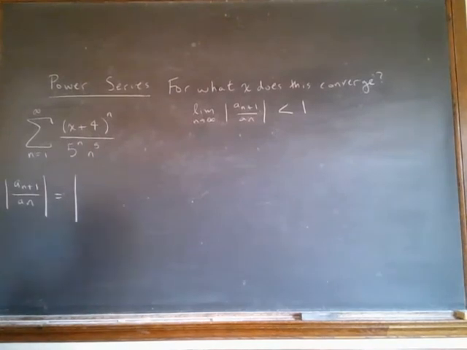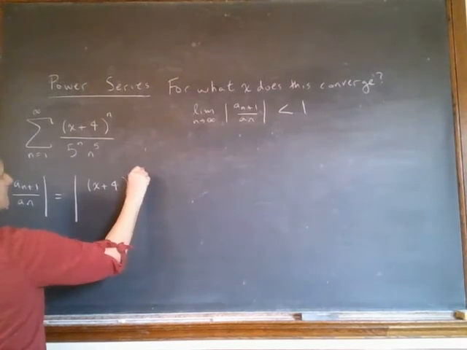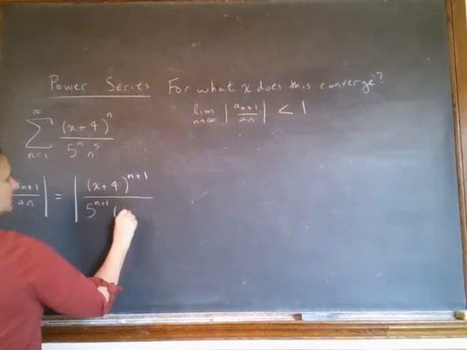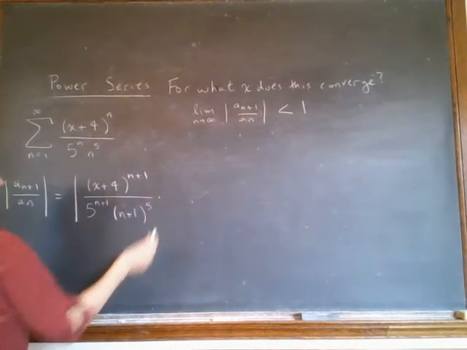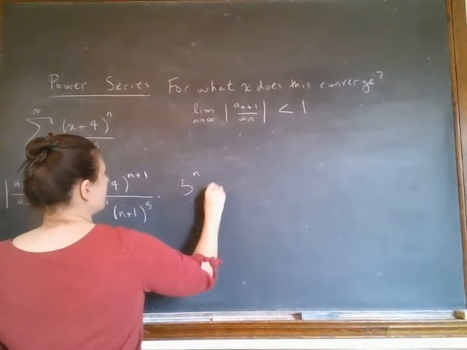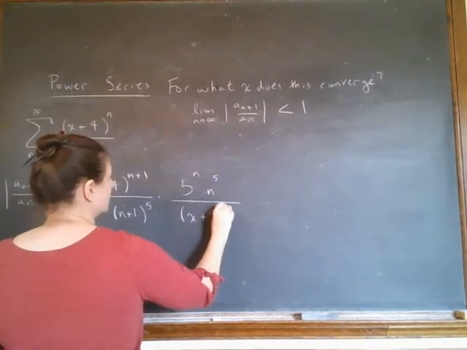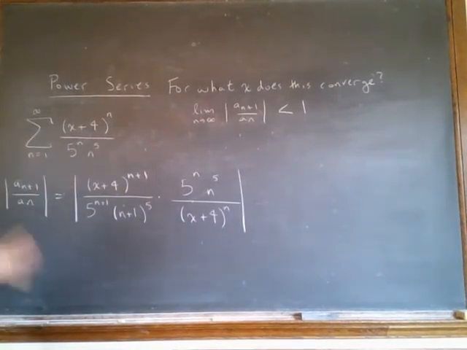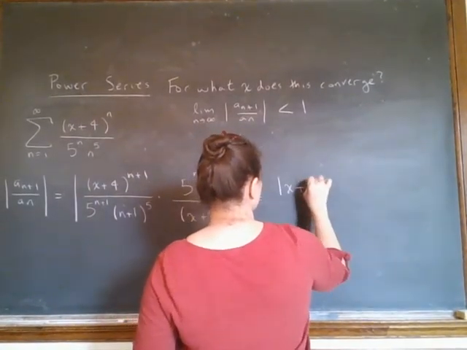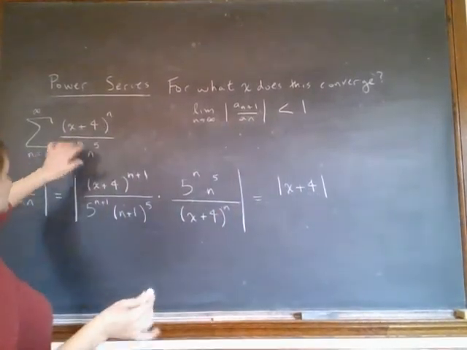Okay, so I put that in here. I've got the absolute value of the n plus first term. We have 5 to the n plus 1, n plus 1 to the 5, and then 1 over the nth term, so 5 to the n, n to the 5, times x plus 4 to the n. Again, as I pull in my absolute values, the only thing that I really have is this x plus 4 term.